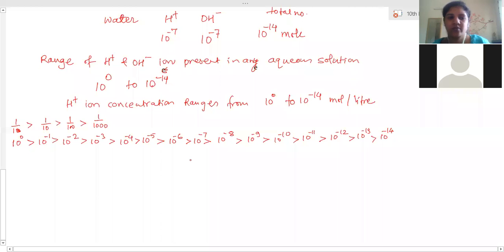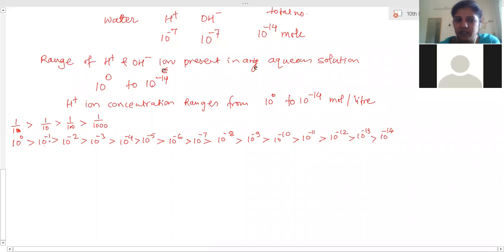Okay. Now in this one, 10 to the power 0 and 10 to the power minus 1, which one has more number of H plus ions? 10 to the power 0. That means here which one is more acidic? 10 to the power 0 or minus 1? 10 to the power 0. 10 to the power 0 is more acidic than 10 to the power minus 1.